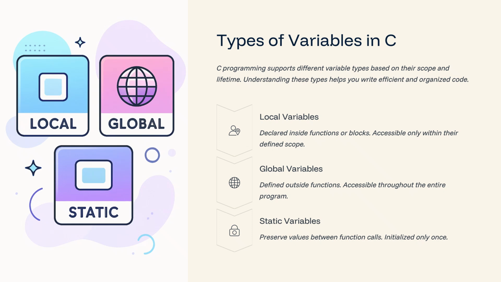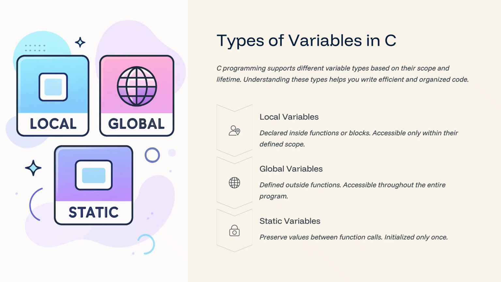Now we will see the different types of variables in C. Variables in C programming support different types based on their scope and lifetime. Understanding these types helps you write efficient and organized code. Variables are classified based on scope, lifetime, and storage behavior. The main types are local variables, global variables, and static variables.